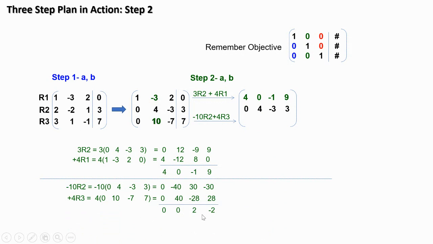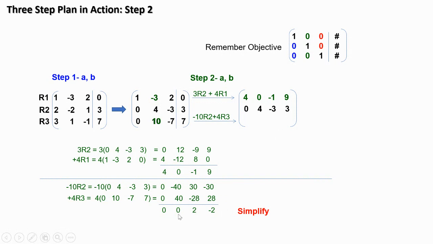Hey guys, if you can simplify it as you go along, you're guaranteed to do it in 3 steps. You see, this was step 1, step 2, and step 3. But if you put the 0, 0, 2, negative 2 here, guys, it's going to make your work a little bit more challenging. So it's always wise to simplify as you go along.